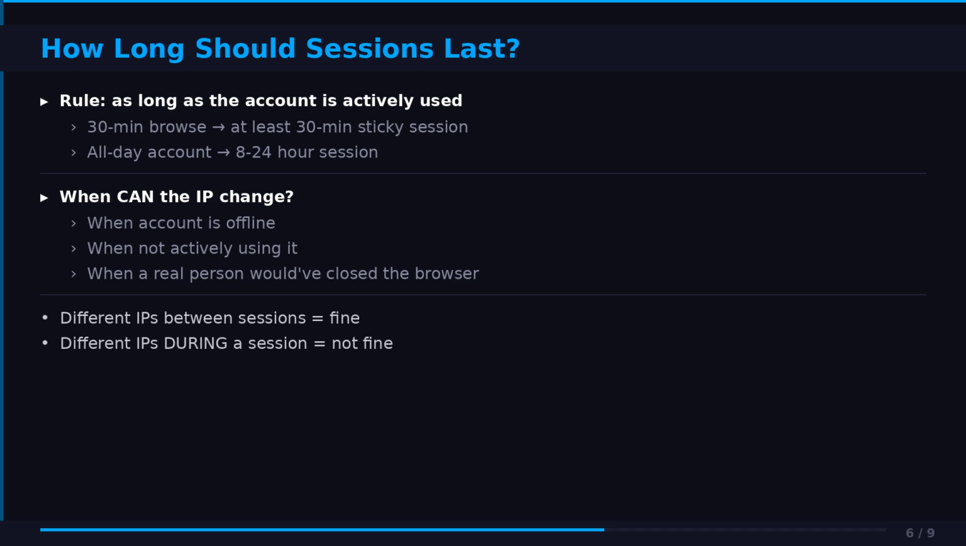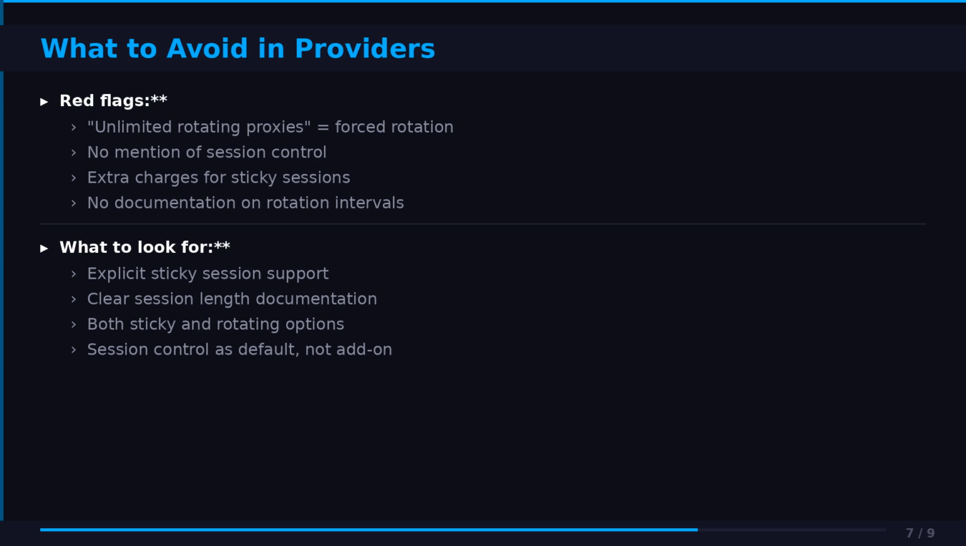Some proxy providers make this hard or impossible. They'll advertise unlimited rotating proxies, but what they mean is, all our proxies rotate automatically and you can't control it. Avoid these providers. What should you look for? The provider should allow you to specify session length. You should be able to say, I need this IP for 60 minutes or I need this IP for 24 hours. The provider should honor that. The provider should not force automatic rotation. Rotation should be your choice, not automatic. The provider should offer sticky IP as a feature, not as an expensive add-on. Some providers charge extra for sticky sessions. That's a red flag. Sticky sessions should be the default for account work.